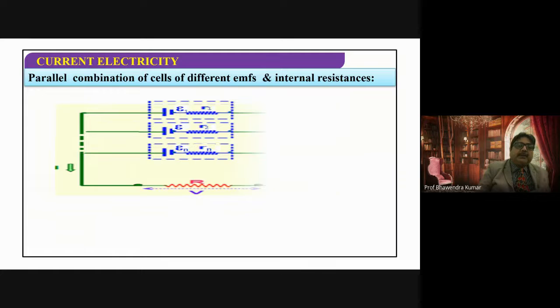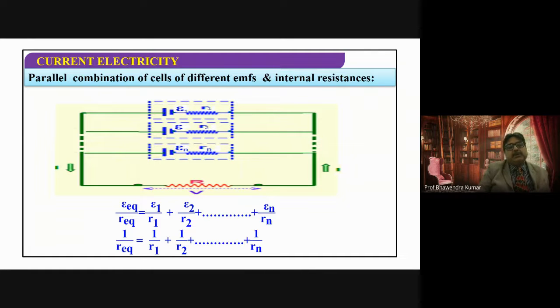So we also have the parallel combinations. In the parallel combination, equivalent EMF by R equivalent will be E1 by R1 plus E2 by R2 till En by Rn. And 1 by R equivalent is 1 by R1 plus 1 by R2 till 1 by Rn.